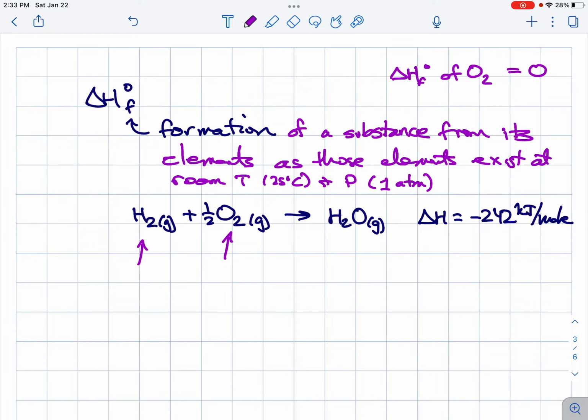So this reaction I've given you here, where we're taking hydrogen and combining it with oxygen, 1 mole of hydrogen, half a mole of oxygen, getting 1 mole of H2O gas, this is the DeltaHf for H2O gas. So if you go to a table and look up H2O gas and DeltaHf, you're going to find this number here, because that's the DeltaH that corresponds to this reaction where you're forming the water from its elements as they exist at room temperature and pressure.